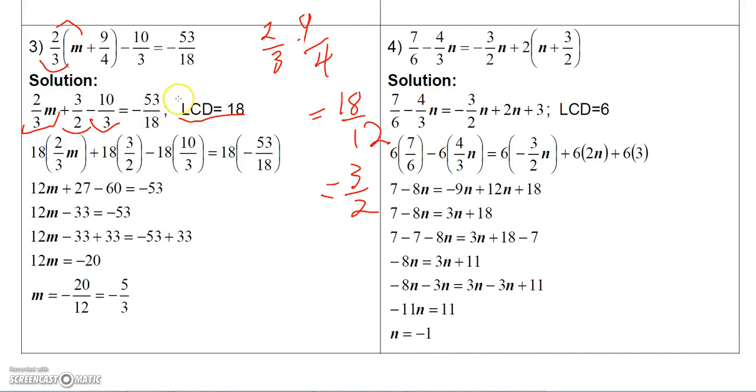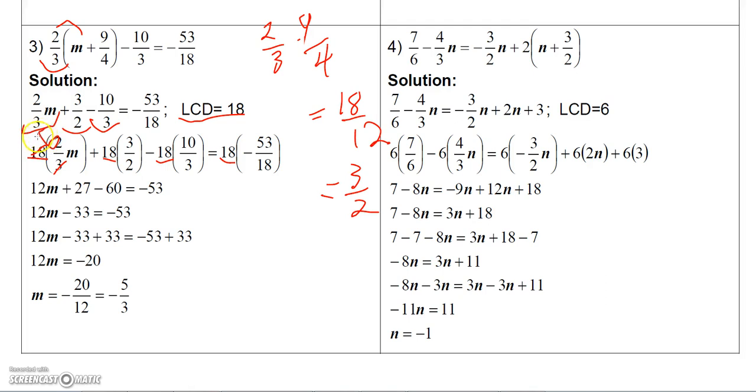So I'm going to multiply each of these fractions by 18. So I'm going to take 18 times 2/3 m, 18 times 3/2, 18 times 10/3, and 18 times negative 53/18. Okay, so if we do the little trick I showed you, 3 goes into 18 6 times.